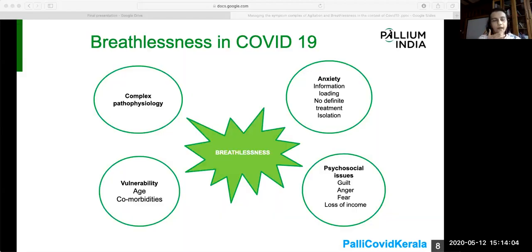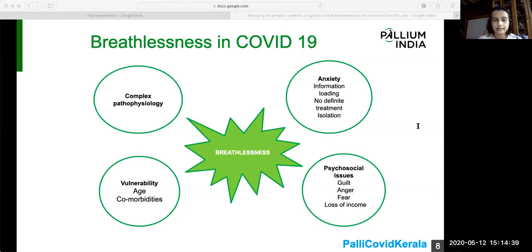So what is so special about breathlessness in COVID-19 patients in particular? I already described the complex pathophysiology that's involved, including the cytokine storm and the hyperinflammatory stage. There have also been lots of explanations about what exactly happens in the lung. It can be pneumonic consolidation, alveolar damage, pleural effusion, and some new theories like microthrombi formation. Everybody knows that it's a complex pathophysiology, and that's one of the main reasons why breathlessness is complex in COVID-19.